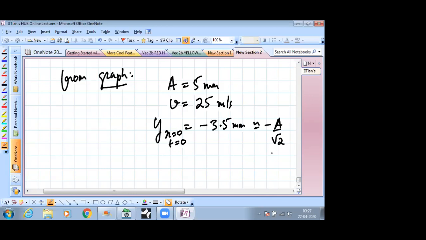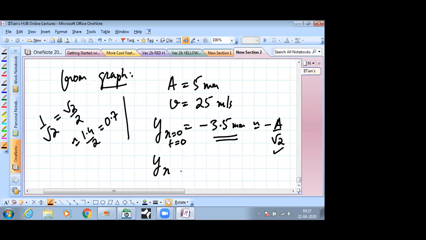We can make use of this data because 1 by root 2 is root 2 by 2, so approximately 1.4 by 2, so 0.7. So that's how I got it. And I can also see that y at x equal to 10 centimeters at t equal to 0 was 0. So these are two additional data points which may not be so obvious initially, but this is also like hidden information which is given in the graph.